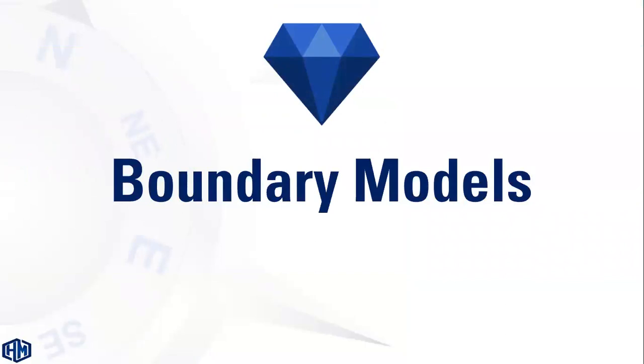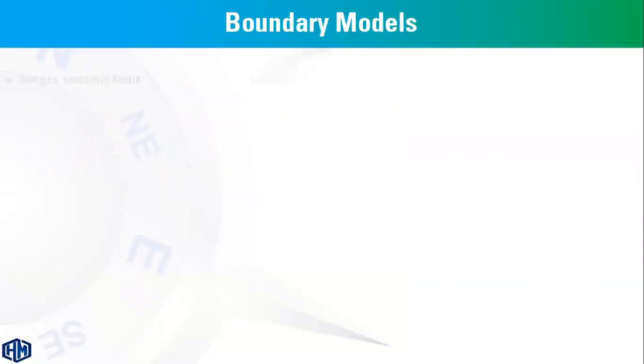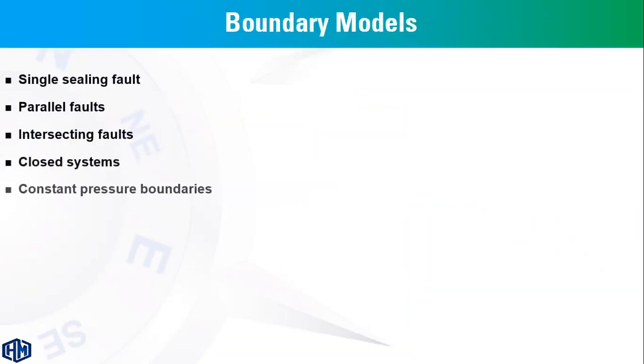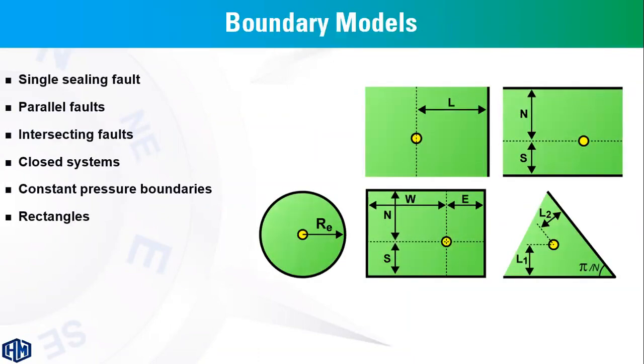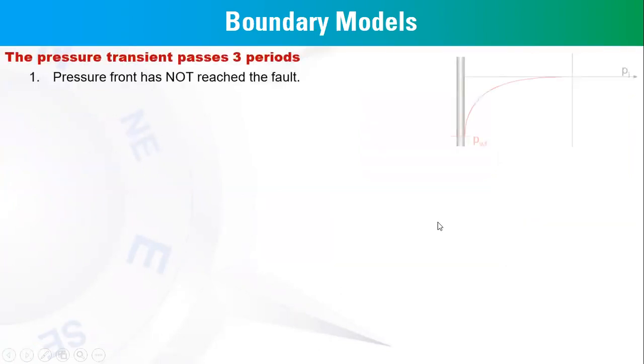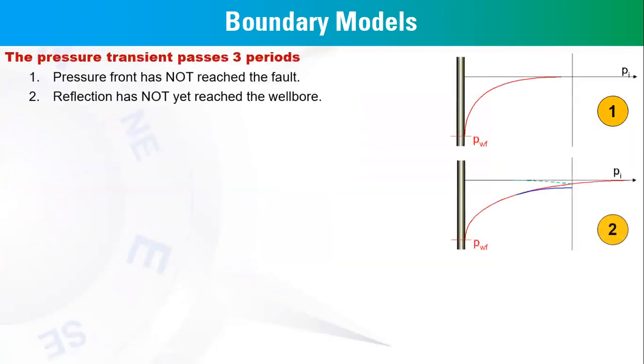Finally, we have to highlight the boundary models. Boundary models in well testing, as you can see, we have different types of boundaries. Maybe a single sealing fault at distance L, two parallel faults at distance N and S, north and south distance, two intersecting faults like this, and we have angle theta between them, or a closed system like a circle or rectangle.